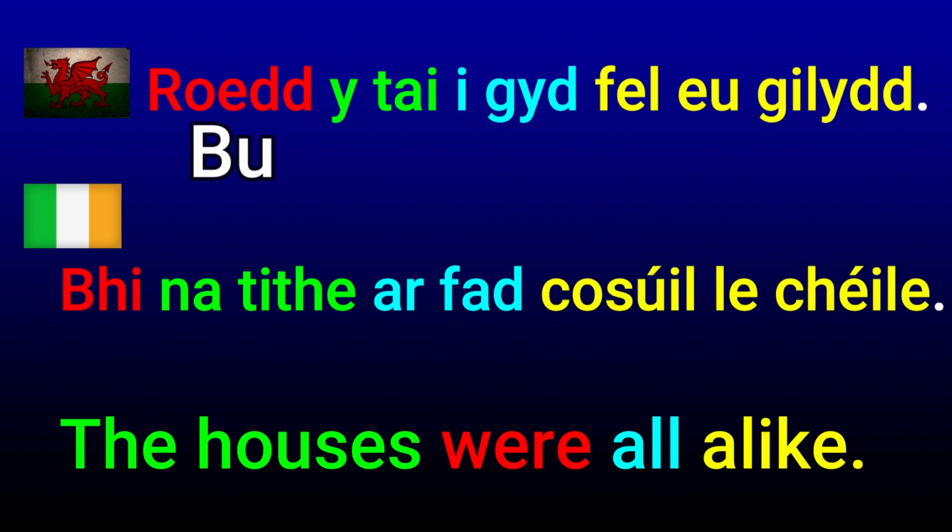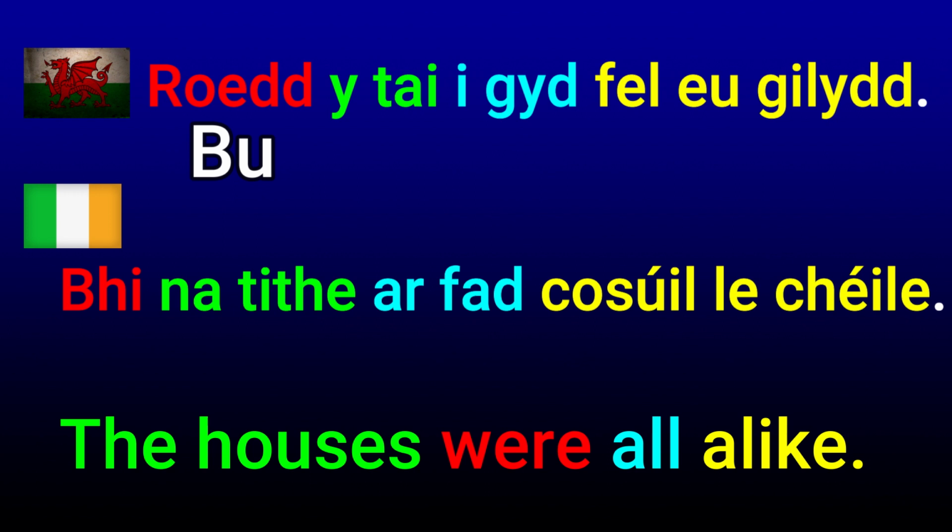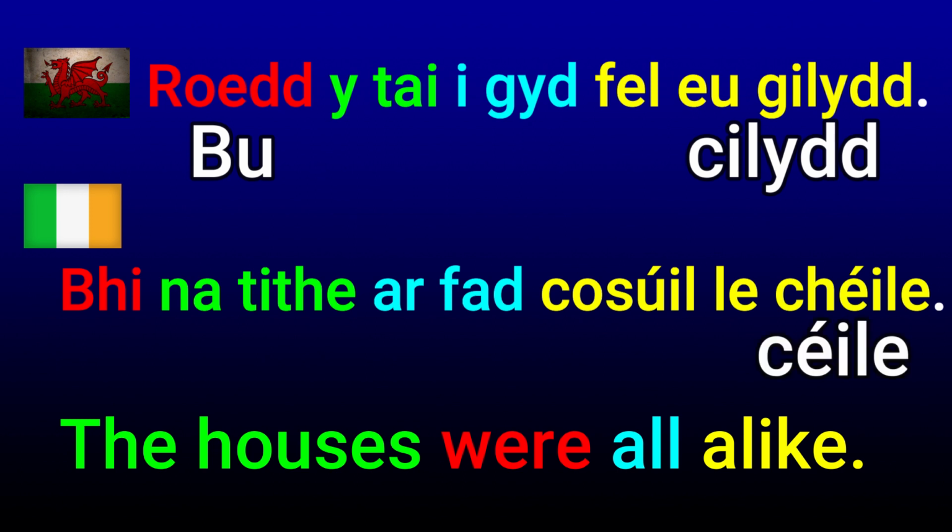Cosúil lena chéile. Now, fel ei gilydd, this actually came into Welsh from Irish a long time ago. Literally, like to his friend. Ei gilydd, and there's a mutation hiding there. Cilydd, and it mutates in Irish as well, from céile to chéile, but it's a different mutation. So you can see just from that, once you know how these languages work, there's a lot of similarities there, though they grew in different ways, and I find that quite fascinating. Let's go to the next one.